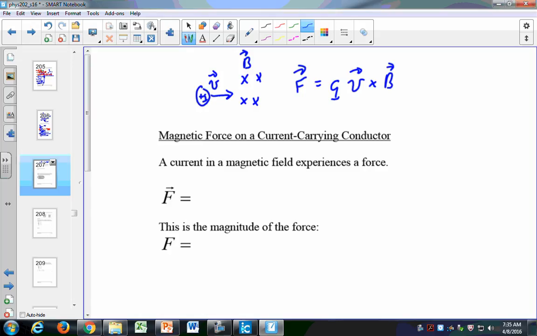That is a force that's perpendicular to its motion. That is a centripetal force that causes it to move in a circular path. And again, that's the idea behind a mass spectrometer. We'll look at that later.